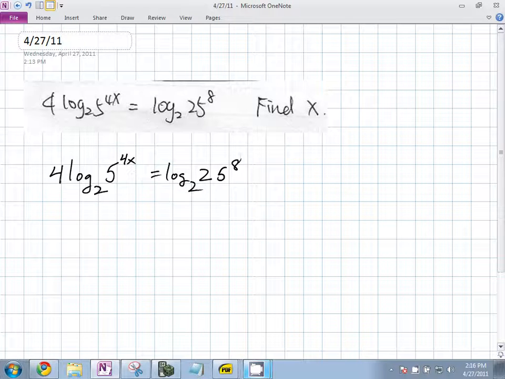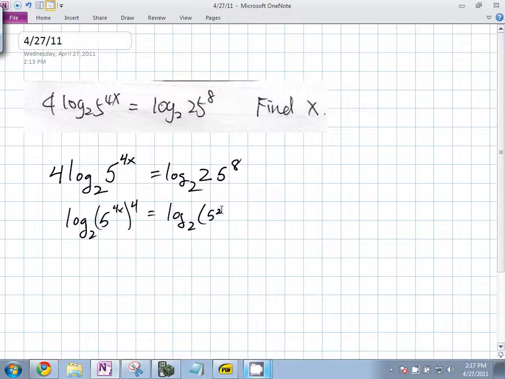What should we do first for the shortest path? What do you want to do? Move the 4 up? If we move the 4 up, just keep in mind when we do that, which is totally fine, it's 5 to the 4x raised to the 4th equals log base 2 of... 5 squared to the 8th. Powers of powers, what do you do?